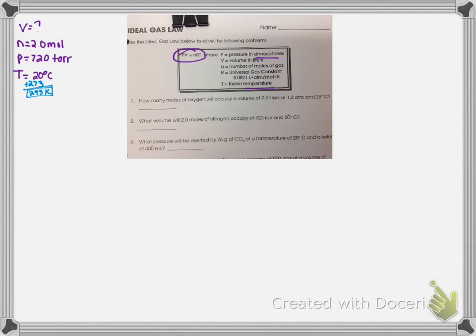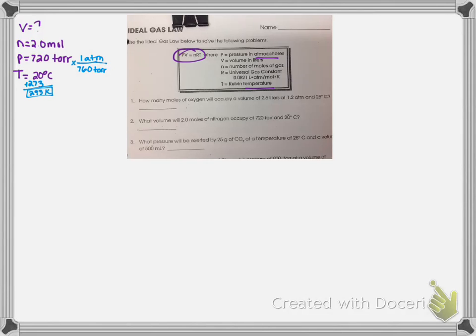But what we're not used to having to change is the pressure. Notice the pressure we've been given is in torr, and the pressure we need is atmospheres. So to convert torr to atmospheres, we just need to set up a conversion factor. We know, or at least we should know by now, that 760 torr is equal to 1 atmosphere.